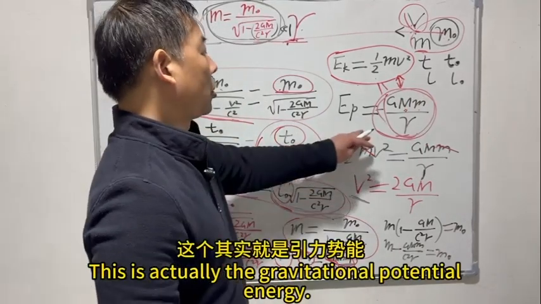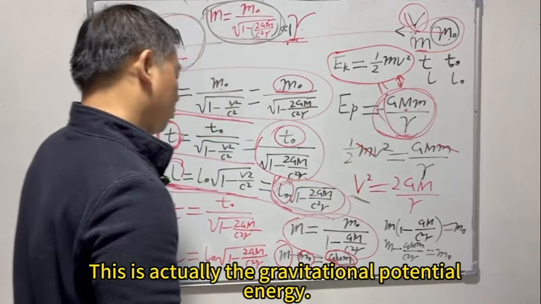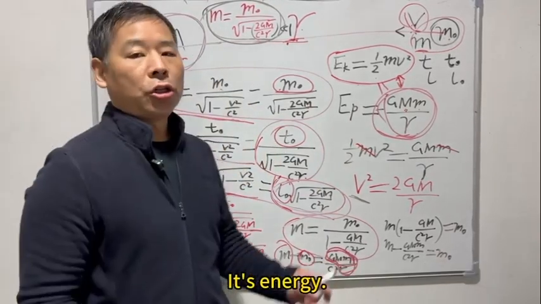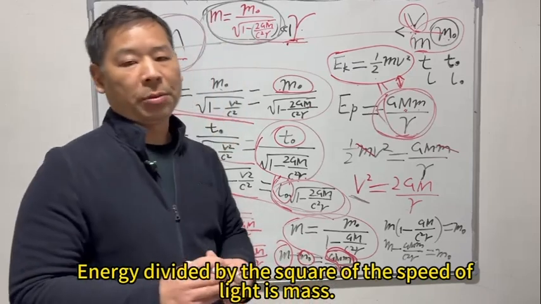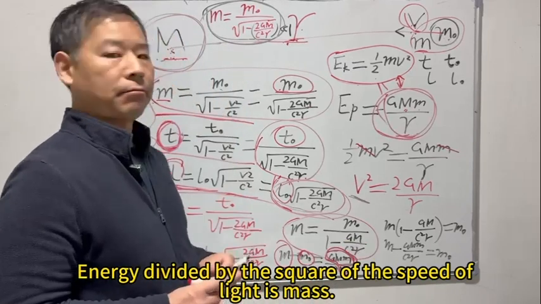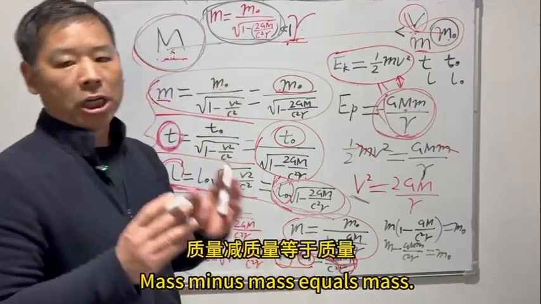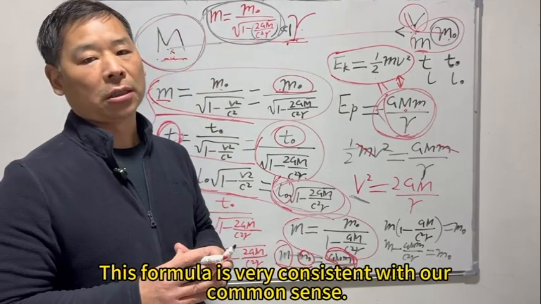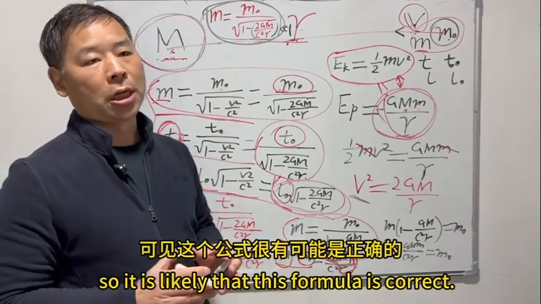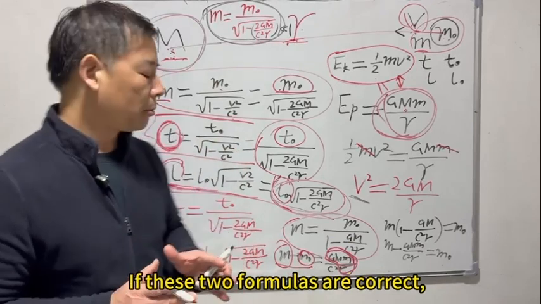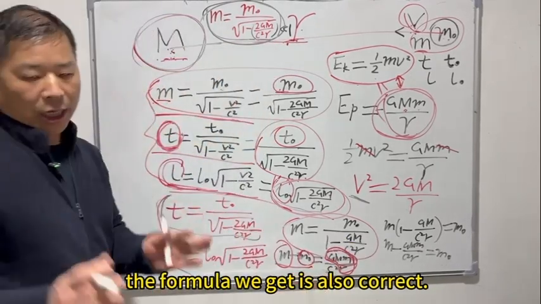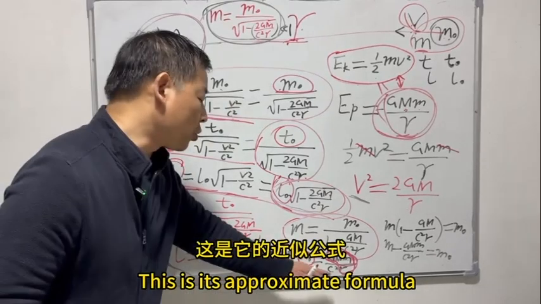This is actually the gravitational potential energy. This part is actually the gravitational potential energy. Energy divided by the square of the speed of light is mass. Mass minus mass equals mass. This formula is very consistent with our common sense, so it is likely that this formula is correct. If these two formulas are correct, the formula we get is also correct. This is its approximate formula.